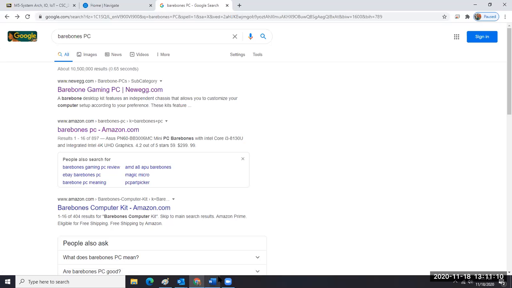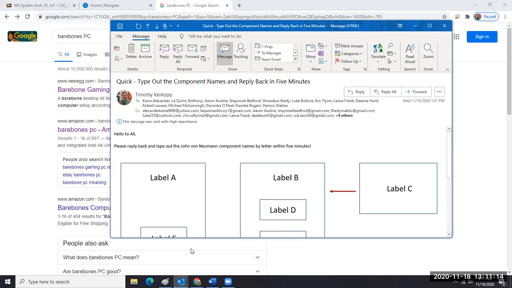Okay, time is up. If you could click send. What I need you to do is, if you haven't clicked send at this point, I need you to click send.